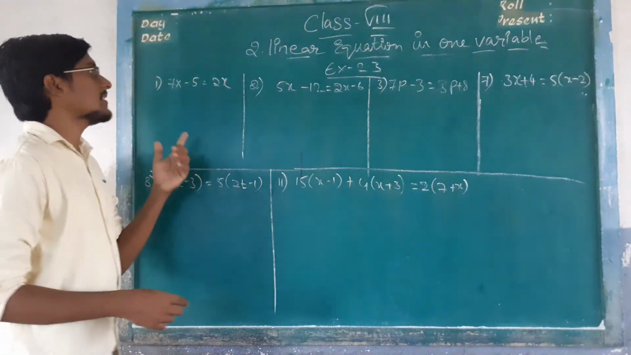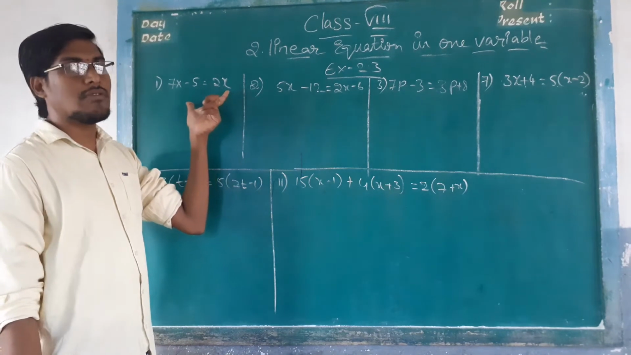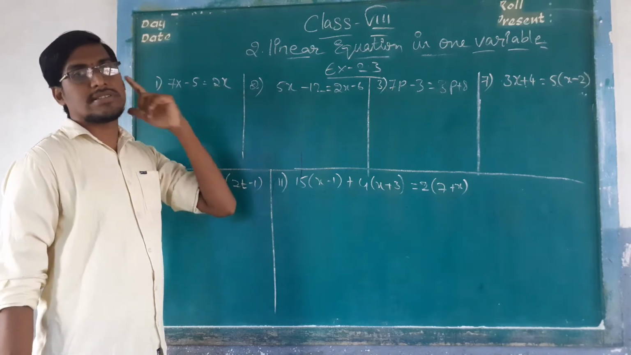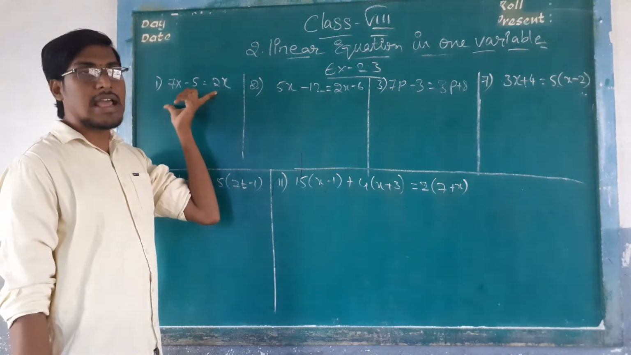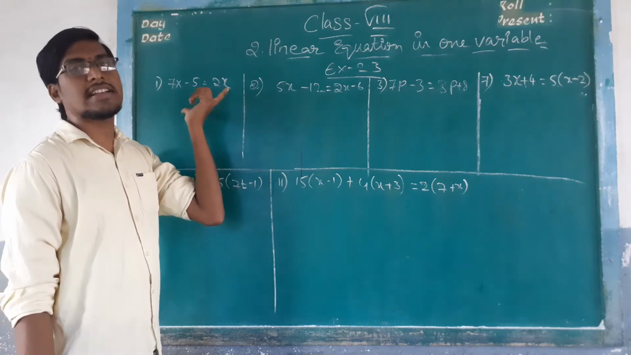In exercise 2.3, the first sum. What is the first sum given here? 7x minus 5 equal to 2x. So what do we have to do? We have to solve this equation and find the variable. What is the variable here? x is a variable. So we have to find the x value.